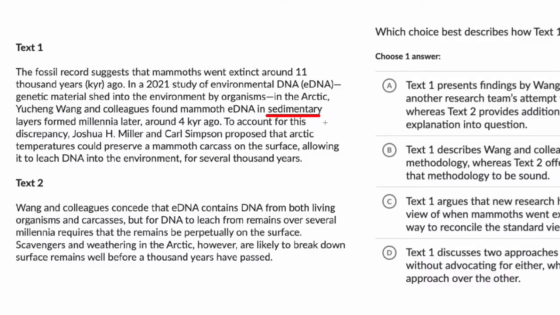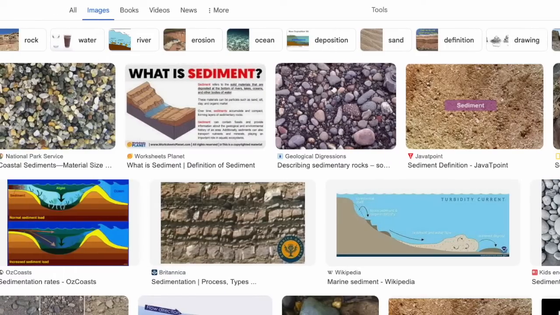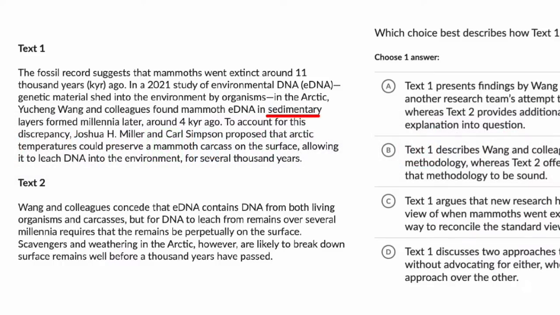sedimentary. And this is just an important word to know for reading comprehension. I don't know why, but standardized tests love to talk about sediments. And so we consult the dictionary. Sediment is the matter that settles to the bottom of a liquid or material deposited by water, wind, or glaciers. And so it can form layers like this, and those layers will then be studied by people who are trying to figure out things that happened a long time ago, like what they're trying to figure out here with the mammoths. And so there's that, millennia, thousands of years, and then discrepancy is a slight difference.